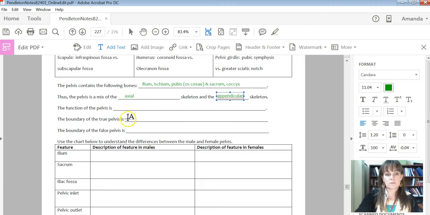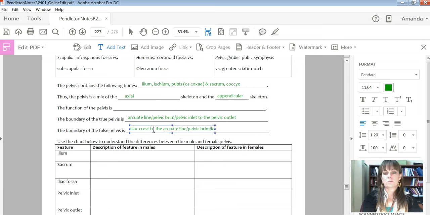So the boundary of the true pelvis, at the top, you're going to have the arcuate line, pelvic brim, or pelvic inlet, and at the bottom you're going to have the pelvic outlet. And for the false pelvis, at the top we're going to have the iliac crest, and that's going to run to that arcuate line, pelvic brim, pelvic inlet.